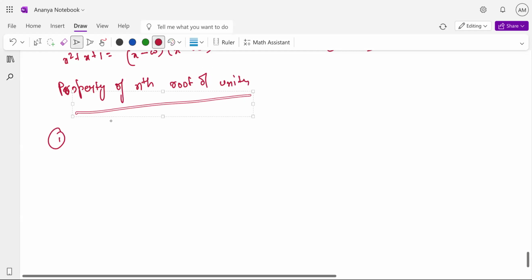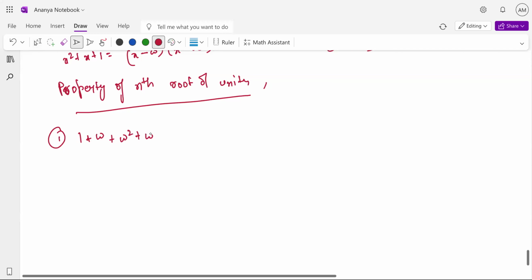So the first property is, if the nth root of unity is there, all the roots will be 1, omega, omega square, till omega to the power n minus 1. These will be the roots. So the summation of all these roots, what are you going to get? This will result in 0. Is that clear? Yes, sir. Okay, so till this it will be clear.